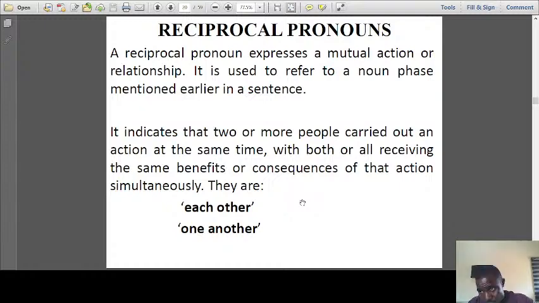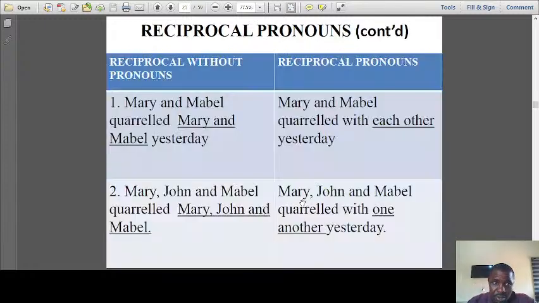No, there are two persons involved. So look at it here. Mabel and Mary, and Mabel quarreled Mary and Mabel yesterday. So we are replacing this Mary and Mabel to avoid unnecessary repetition. See, reciprocal without pronoun, reciprocal pronoun.